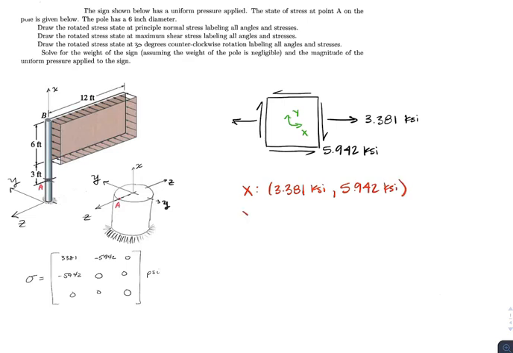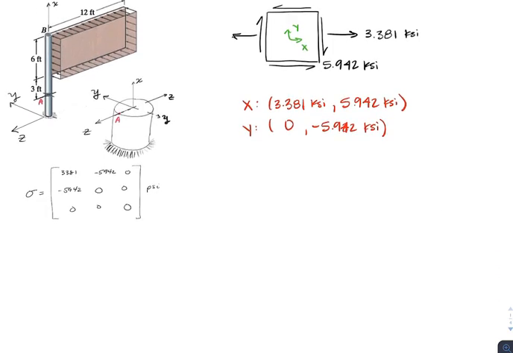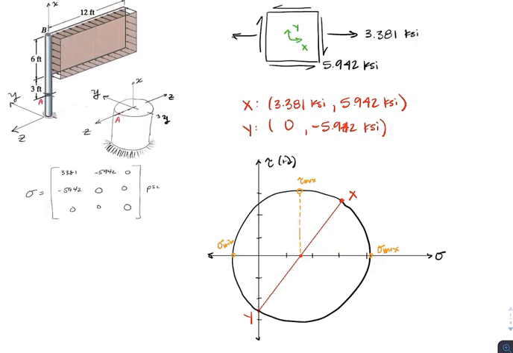Now we go on to our Y coordinate. There is no normal stress acting on the Y face, so that's just going to give us 0. Then our second term, on the positive Y face, is causing a counterclockwise rotation, so that's going to be a negative 5.942 KSI. So now we have our coordinate points. We can go ahead and plot our Mohr's circle. Below, you can see those 2 points plotted, and we've created the circle based off of those 2 points.